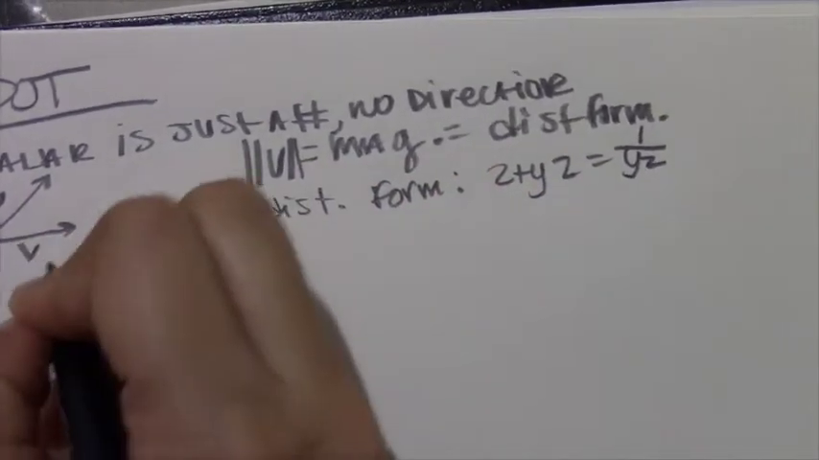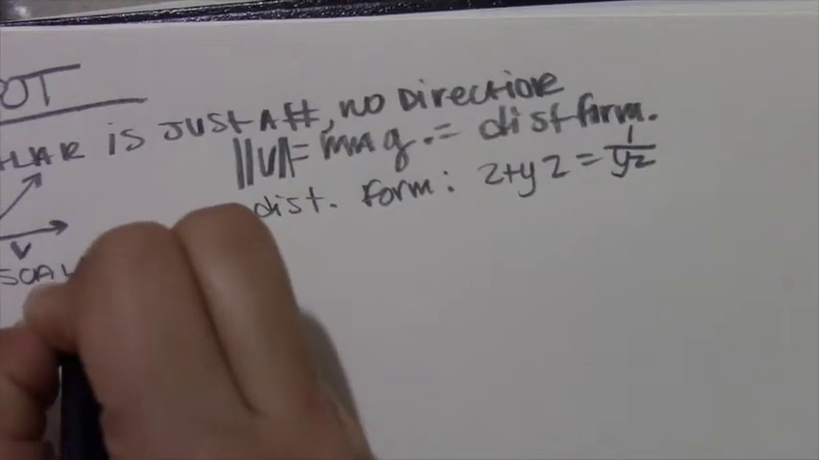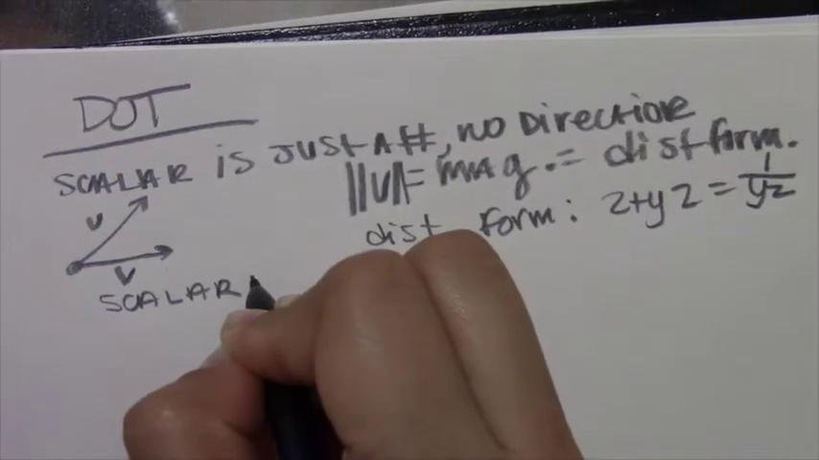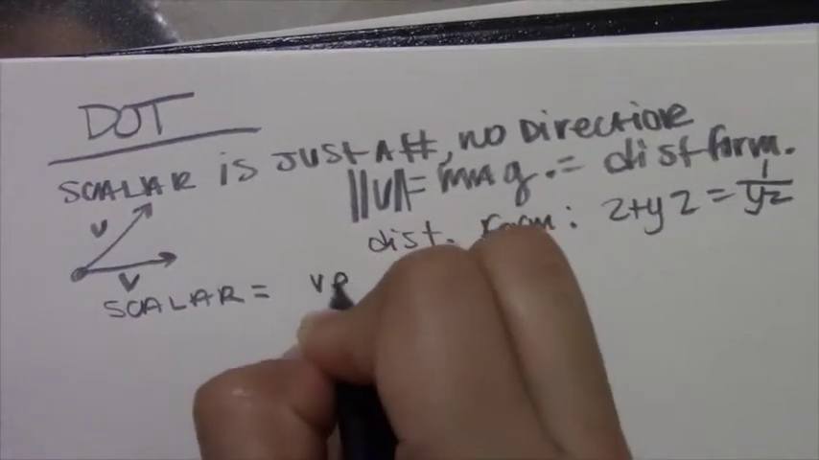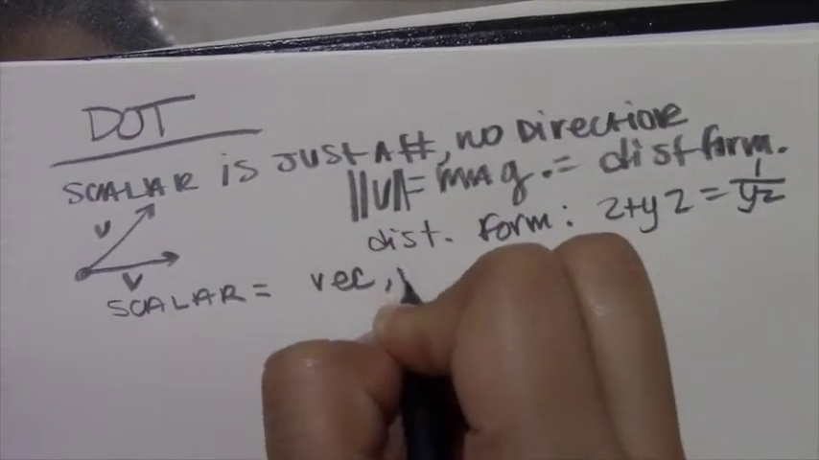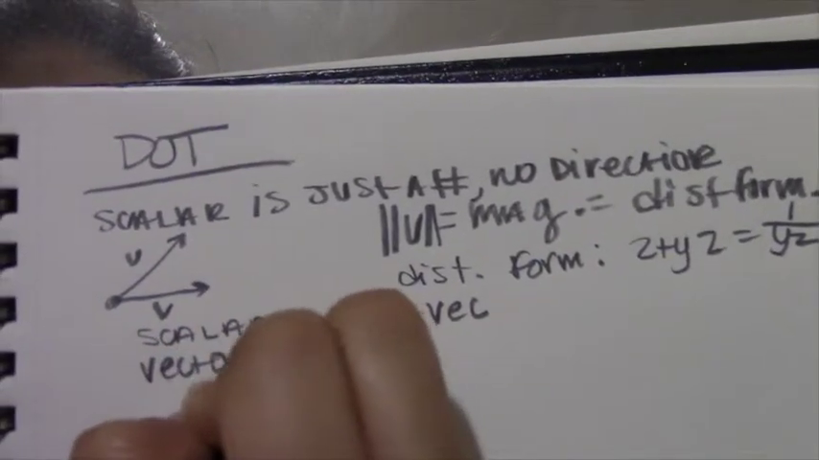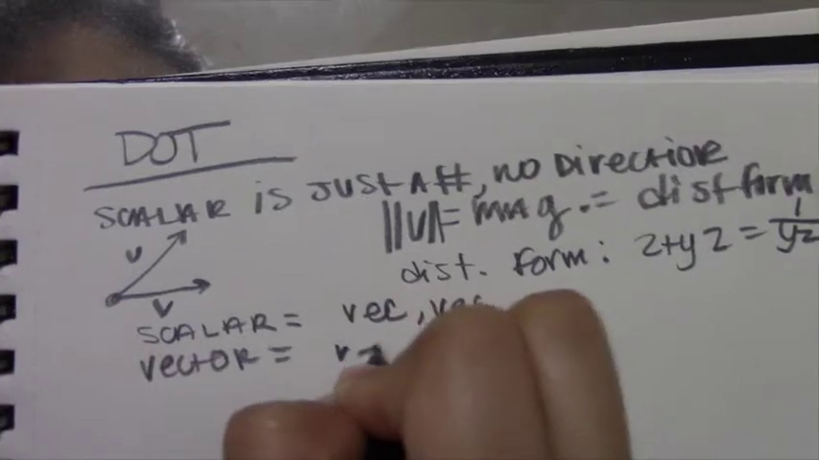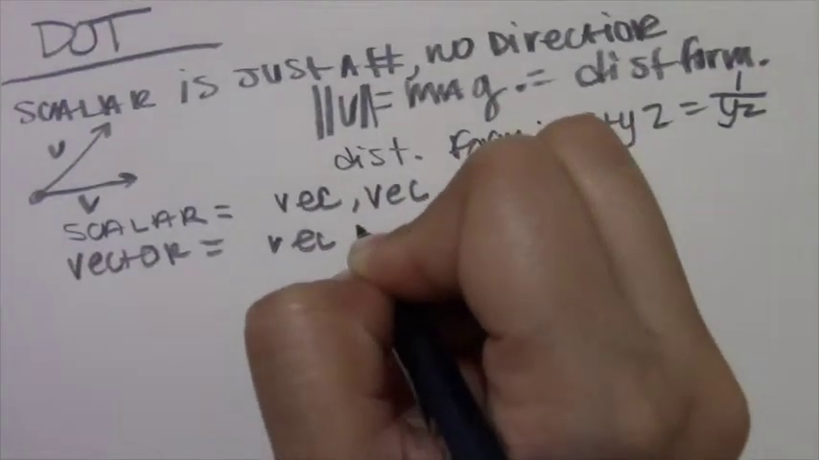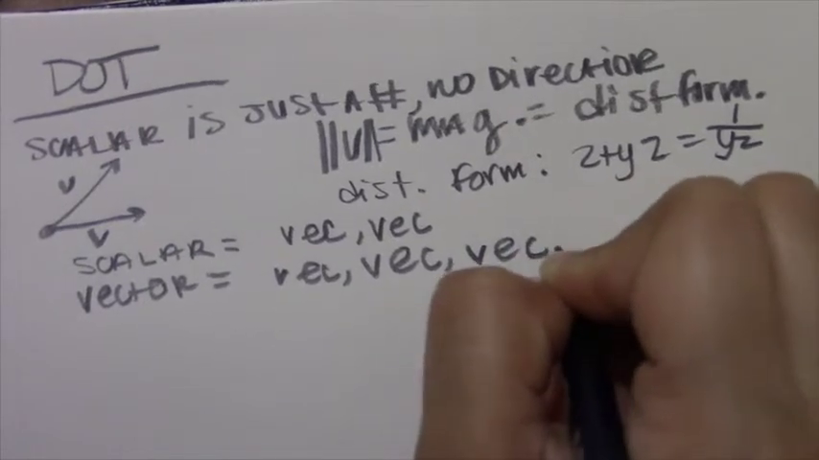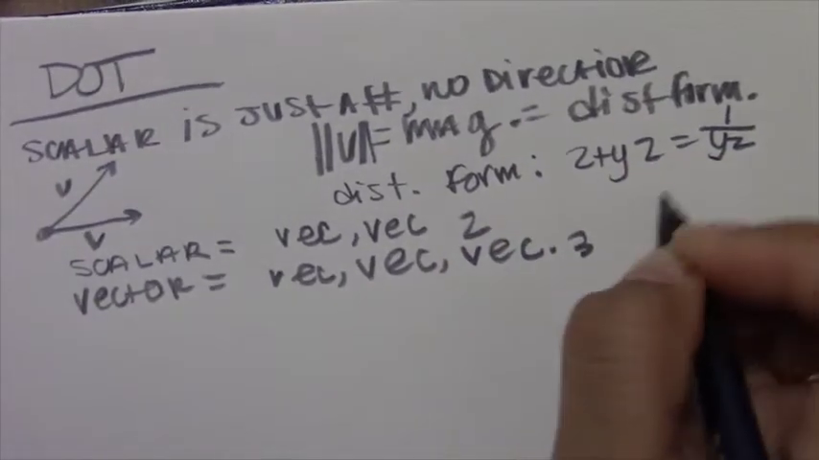So for it to be scalar, it would have to be vector vector. And for it to be a vector, it would have to be vector vector vector. So 2 and 3.